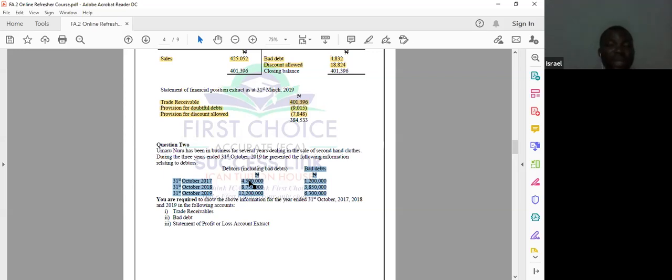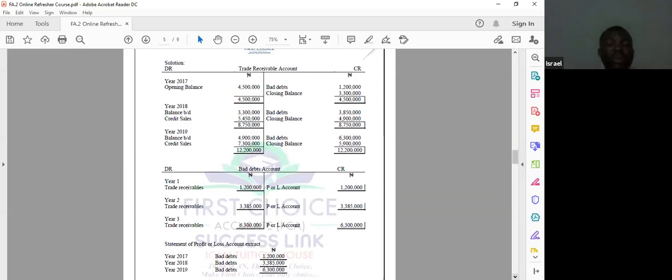Once you are done with that, you now credit the trade receivables account with the bad debt. No, sorry, you are not going to remove it. If you remove it, it will be a double reduction. So you are going to transfer that 45 to your trade receivables. Then you now move your bad debt. Once you move your bad debt, you give your closing balance.